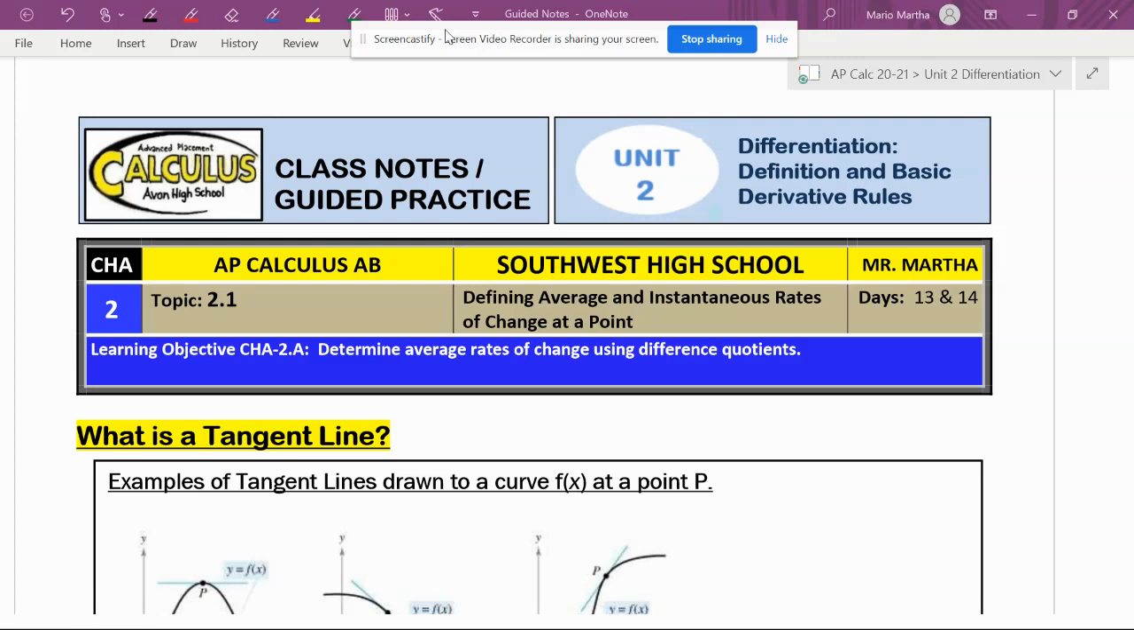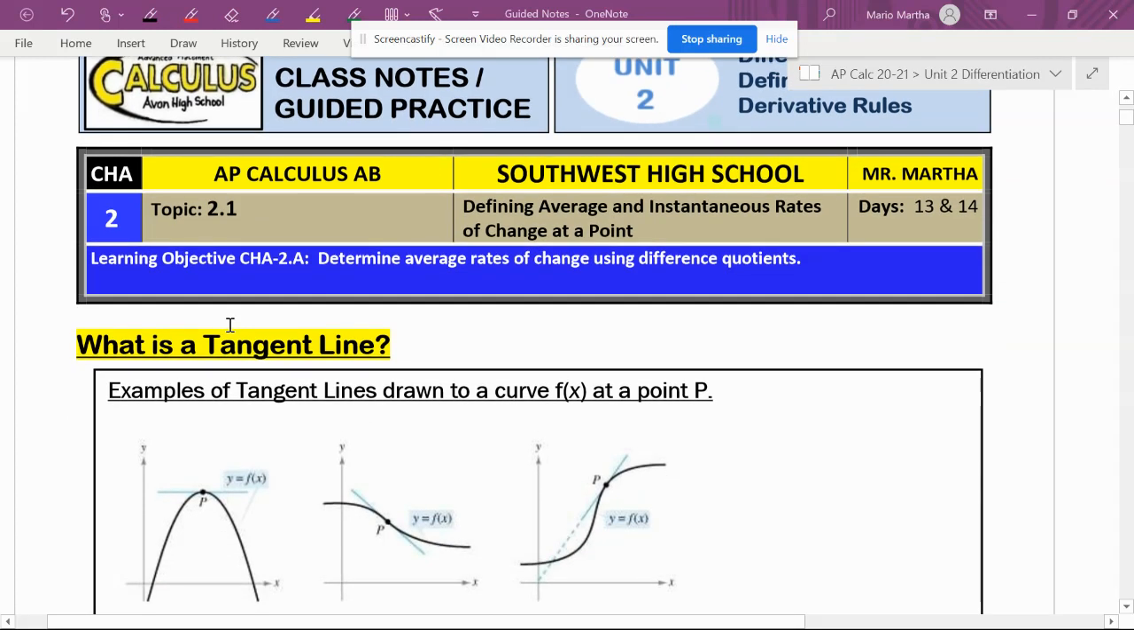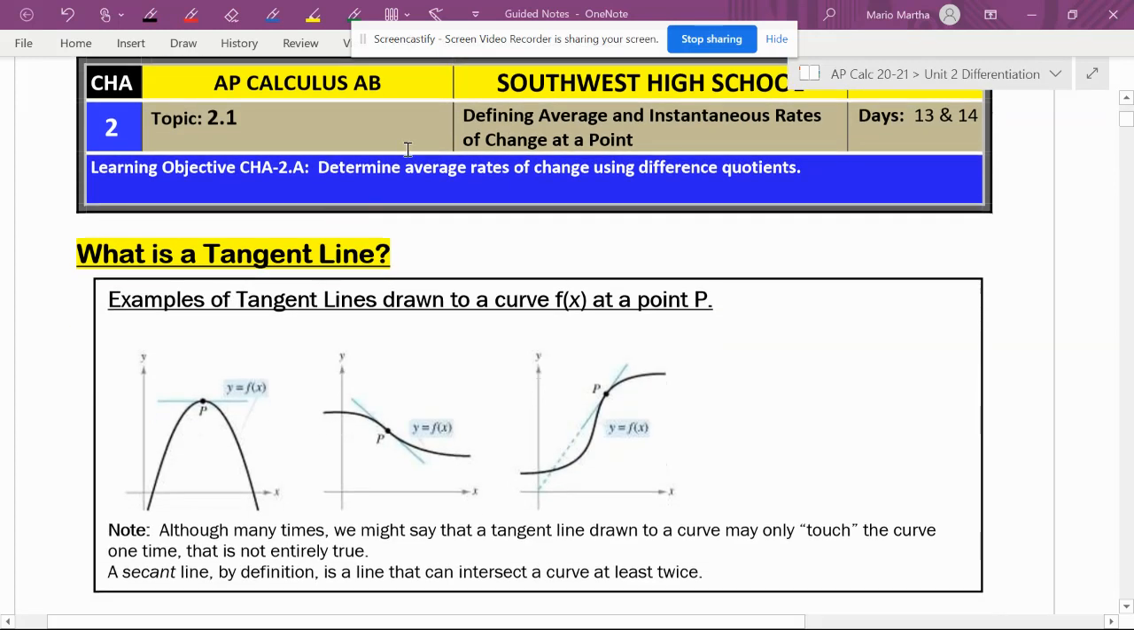Welcome back, everybody. Today we're going to be beginning Unit 2, Differentiation: Definition and Basic Derivative Rules. So today's topic, 2.1, Defining Average and Instantaneous Rate of Change at a Point. And again, the learning objective for today is to determine the average rate of change using difference quotients. So remember, quotient is just a division, pretty much.